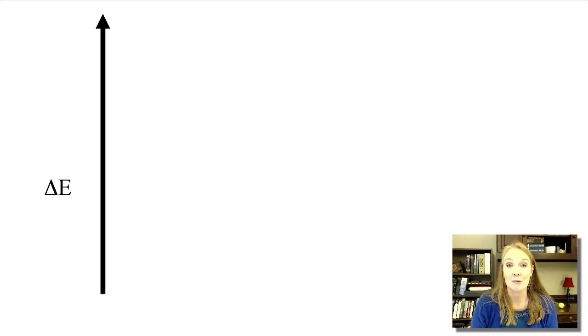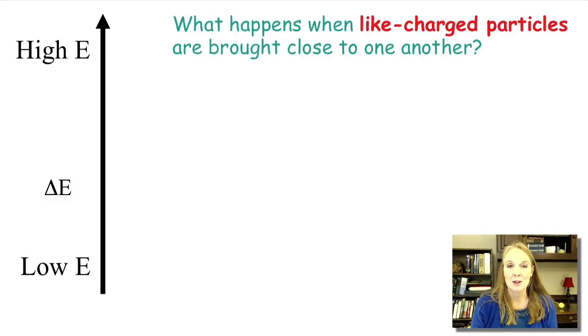So this time we're going to be plotting what happens when two charges that are the same, either both negative or both positive, approach each other. First, I'm going to start off by putting the energy on the y-axis. So I've got low energy down at the bottom of the y-axis and high energy up at the top. So again, what we're doing here is looking at what happens when like charged particles are brought close to one another. In this case, what if they're both negatively charged?